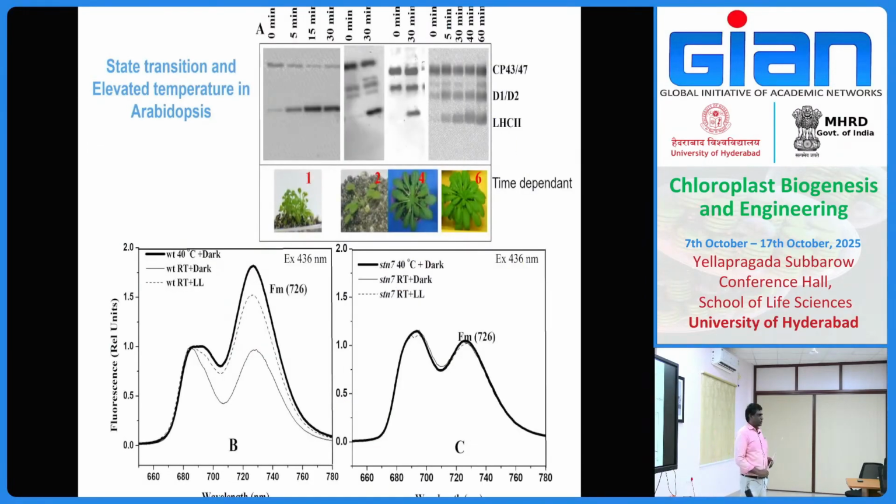Whether it is true or not, we showed it using Arabidopsis. Here we use temperature. Just increasing the temperature can induce the state transition. They perfectly induce state transition. Then the mutant does not perform state transition, which means the LHCII kinase is still activated.